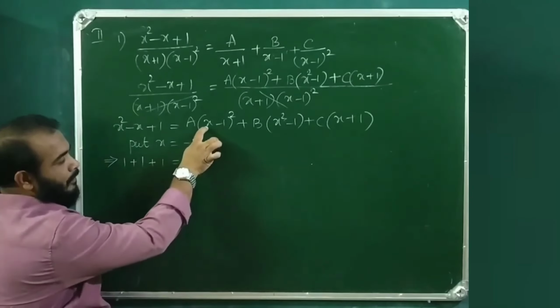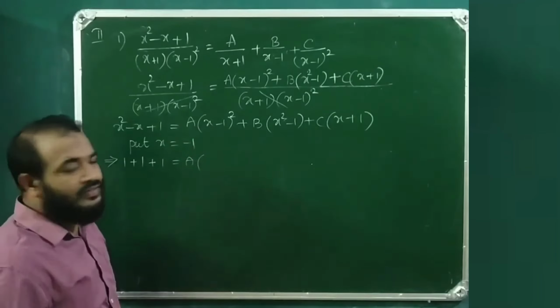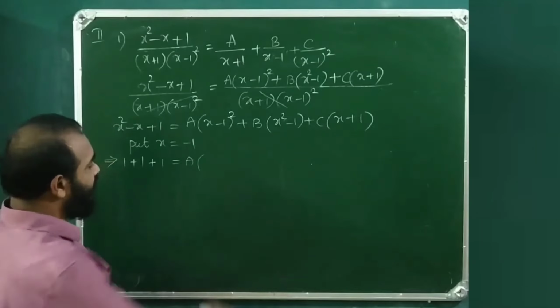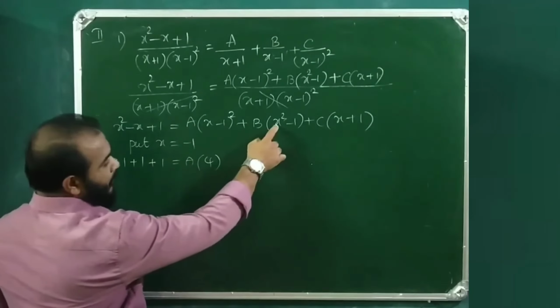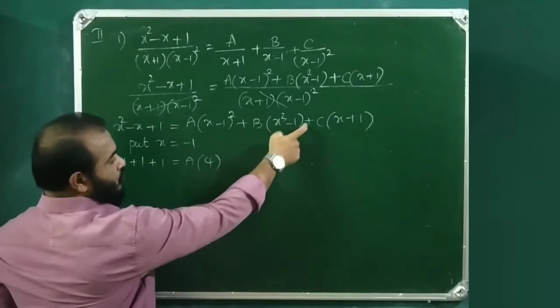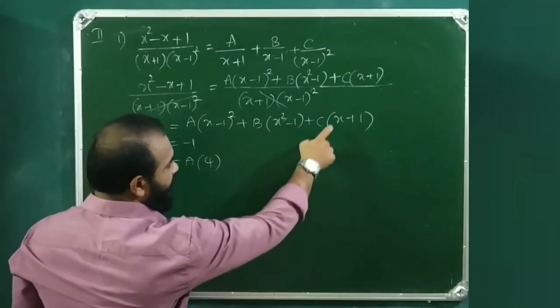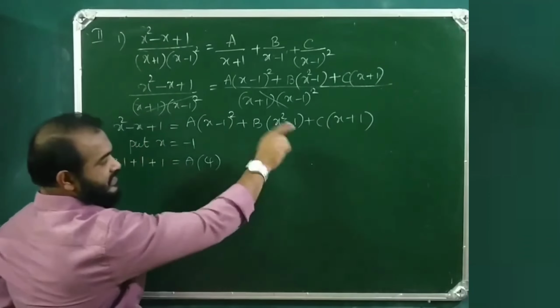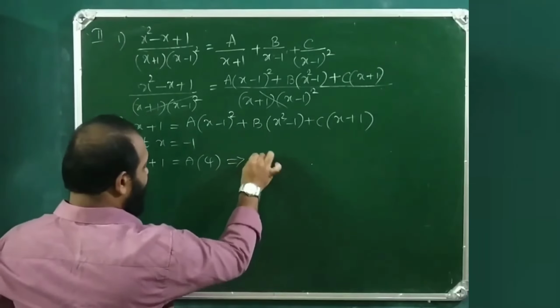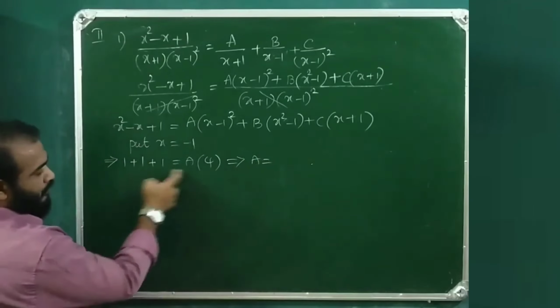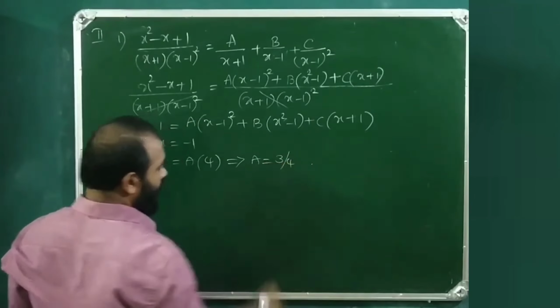x value is minus 1. Minus 1 minus 1 is minus 2 whole square, which is 4. This is minus 1 whole square is 1; 1 minus 1 is 0, so whole b will be cancelled here. Minus 1 plus 1 is 0, c is also cancelled. So therefore a is equal to 3 by 4.